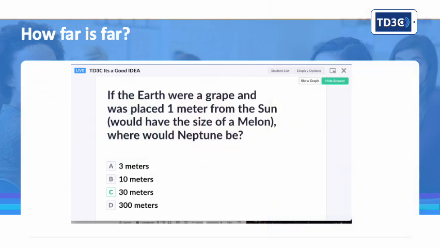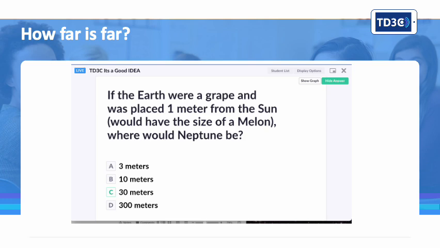Okay, now is the time to start speaking about distances in the solar system. And so to tease them, you can have them imagine that the Earth has the size of a grape and that it's placed 1 meter away from the sun, that has the size of a melon. You can actually take these fruits with you so they can visualize it. And you can ask them, how far would Neptune be?